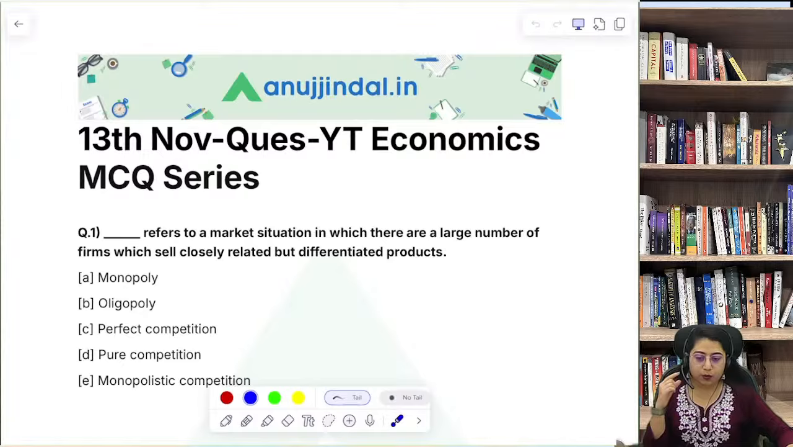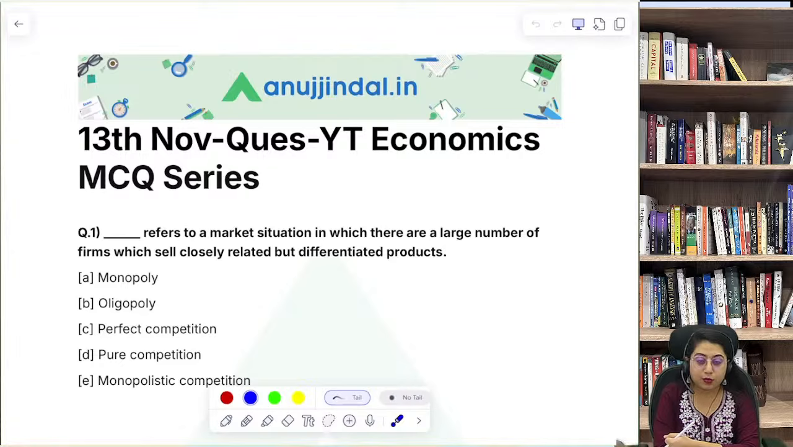All right, so I welcome you to the session of SEBI Grade A examination, whereby we are revising the MCQs of economics for SEBI. I hope your preparations for SEBI are going well. Today is the second last session for the economics MCQ series. There will be one last session for economics tomorrow, and after that, from Monday, we will begin with the Companies Act. So let's start with the session.